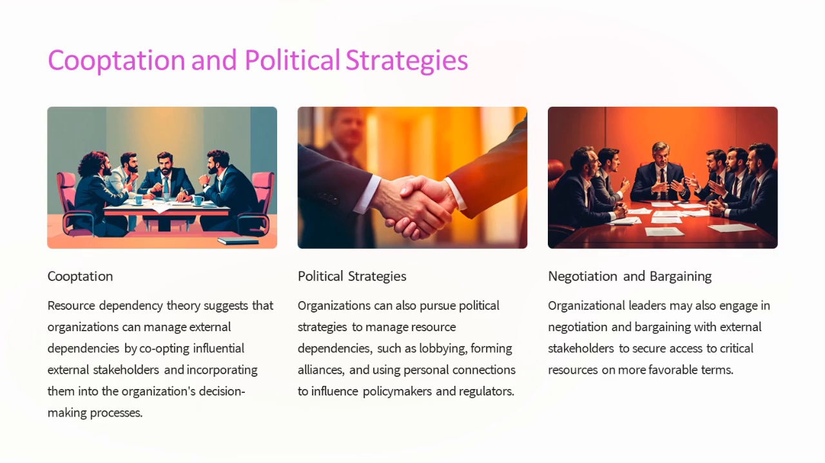Resource dependency theory suggests that organizations can manage external dependencies by co-opting influential external stakeholders and incorporating them into the decision-making process. Organizations can also pursue political strategies to manage resource dependencies, such as lobbying, forming alliances, and using personal connections to influence policymakers and regulators. Organizational leaders may also engage in negotiation and bargaining with external stakeholders to secure access to critical resources on more favorable terms.